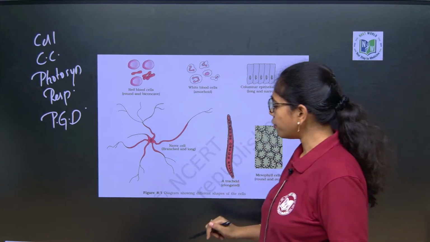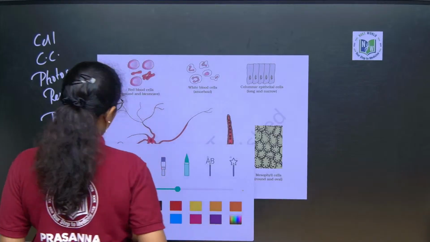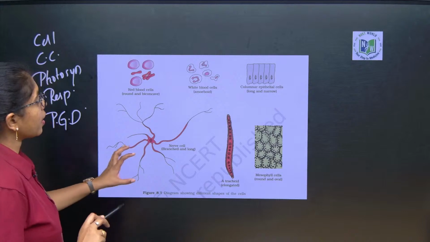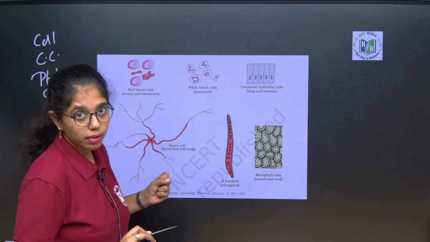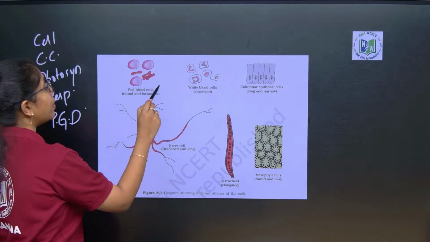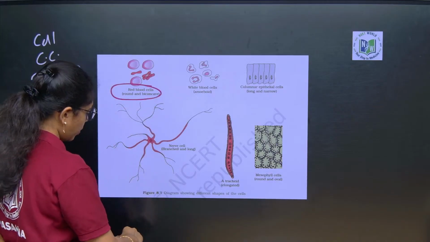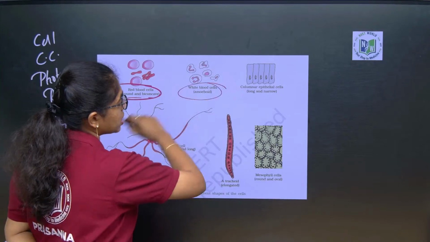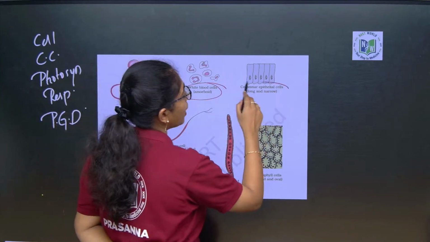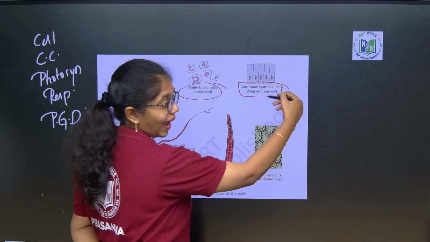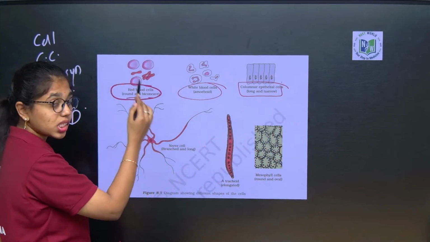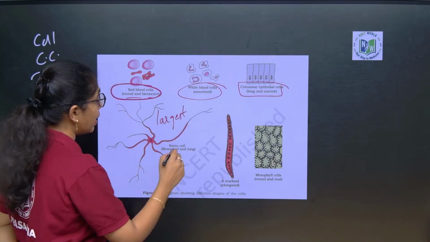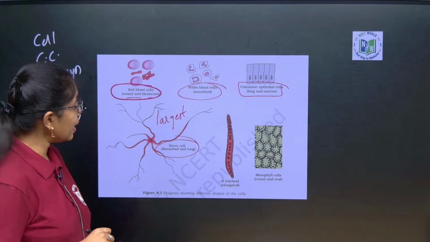Okay. So, if we look into the shapes of the cells, this shapes of the cells diagram is important, where we may get questions like match the following. Red blood cells are usually round and biconcave. White blood cells are amoeboid. Columnar epithelial cells are long and narrow, and the largest cell is the nerve cell. Nerve cell is the largest cell, which is branched and long.